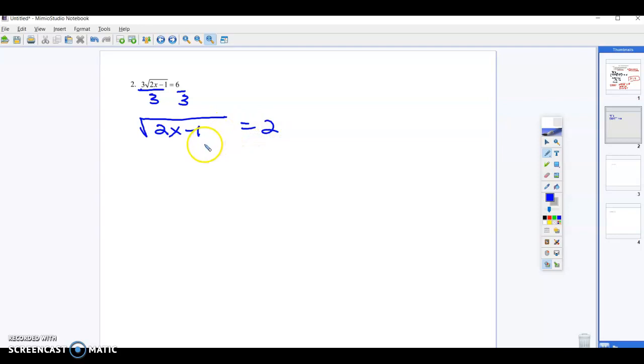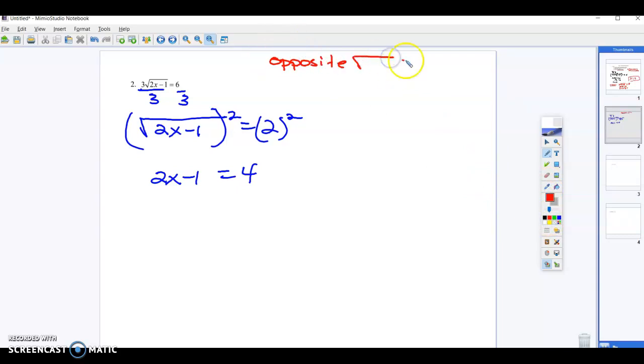Step 2 says to square both sides, so we're going to take each side and square it. And that's going to give me 2x minus 1 equals 4. The reason I'm going to get just 2x minus 1 over here is because the opposite of taking the square root is to raise something to the second power, and that's why they cancel out.